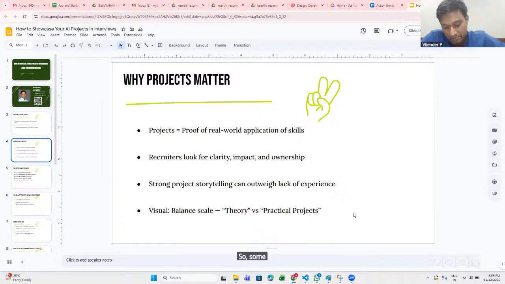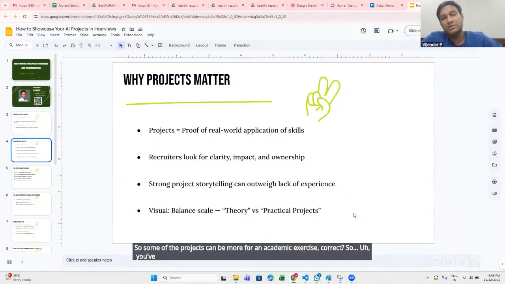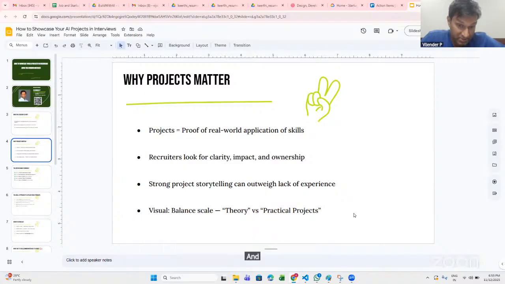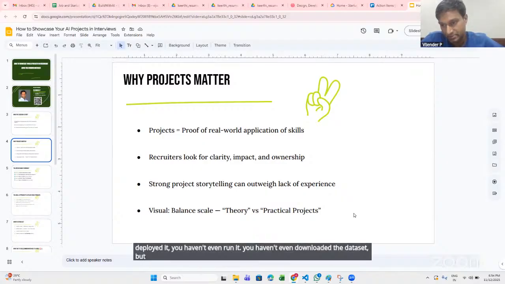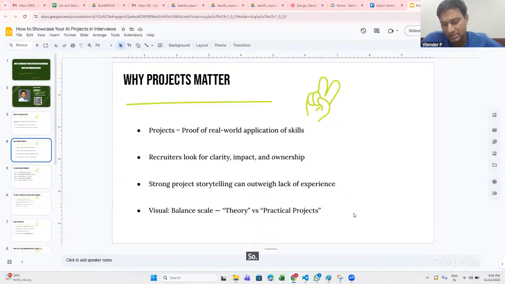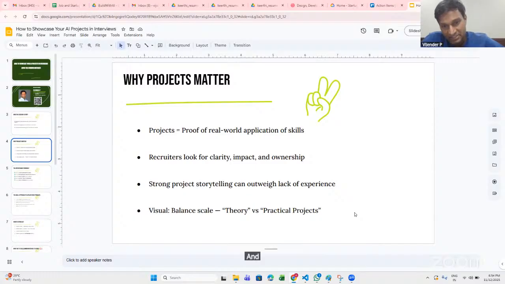Some of the projects can be more of an academic exercise. So you've completed some Coursera course where you worked on a project, and you know the theory per se. You know what's happening in that project, but maybe you haven't really deployed it, you haven't even run it, you haven't even downloaded the data set, but you know the concepts. So that is more to showcase that you have done some project, but it's not really counted unless you actually do it.